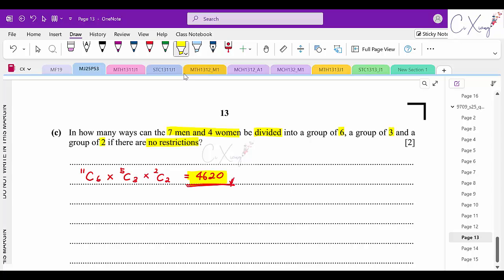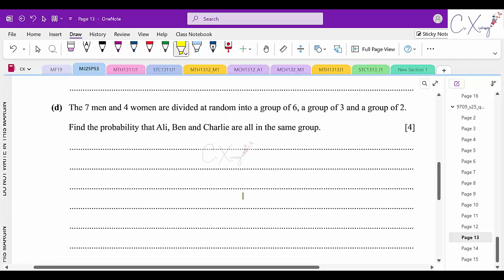Okay? Yeah, so without restriction means that you separate into the groups, but you're not looking at their gender. You just select them randomly, right? Then let's continue to part D. Now, they say the 7 men and 4 women are divided into a group of 6, 3, and also 2. Find the probability that Ali, Ben, and Charlie are all in the same group.